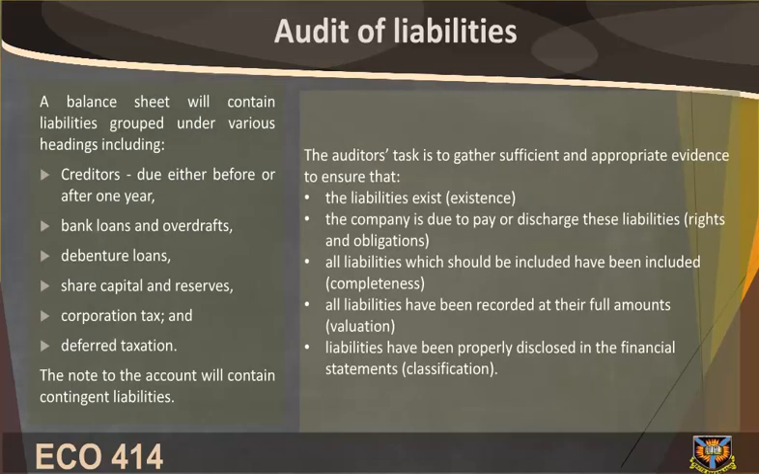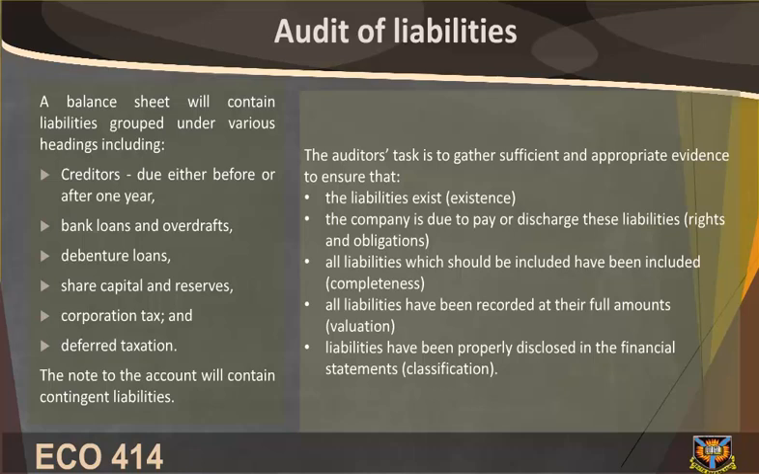Audit of liabilities. A balance sheet will contain liabilities grouped under various headings including creditors, due either before or after 1 year, bank loans and overdraft, debenture loans, share capital and reserves, corporation tax, and deferred taxation. The note to the account will contain contingent liabilities.